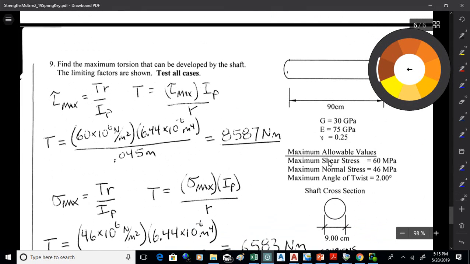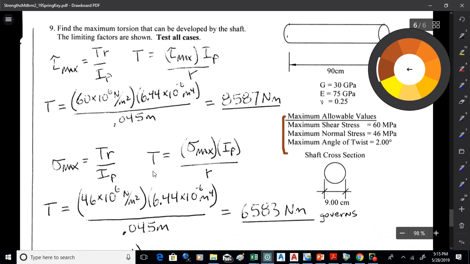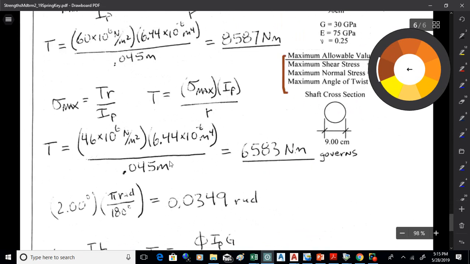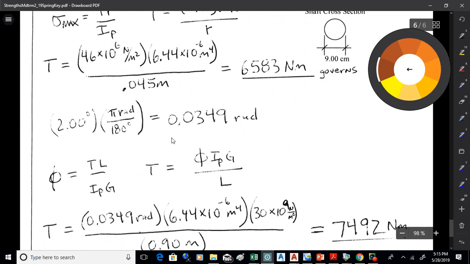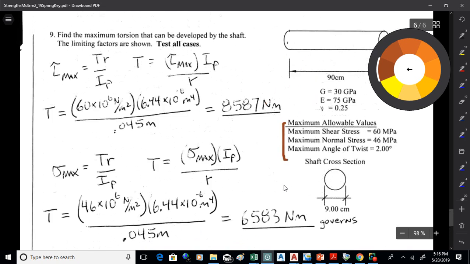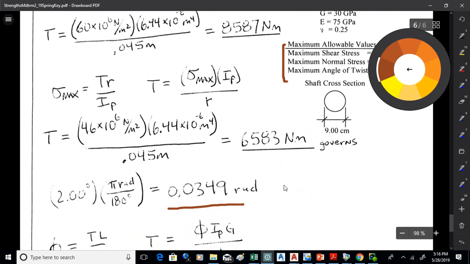Okay, the last one here, we have these limiting values right here. We just take the equations, tau max is TR over I, and rearrange that, solve it for T. Do the same thing for the normal stress, TR over I, solve that for T. We also have a limiting angle there. We want to convert that into radians, of course, so that's 0.0349 radians. Take phi as TL over IG and solve it for T. It's phi IPG over L. So just run each one of those equations to get 3 values of torsions that would cause those different values.